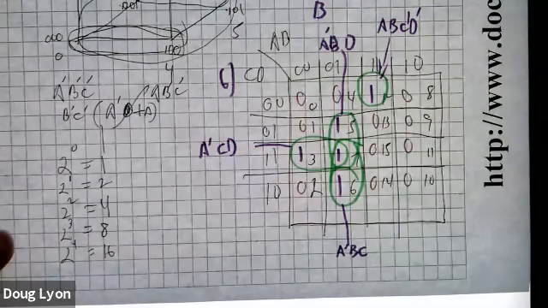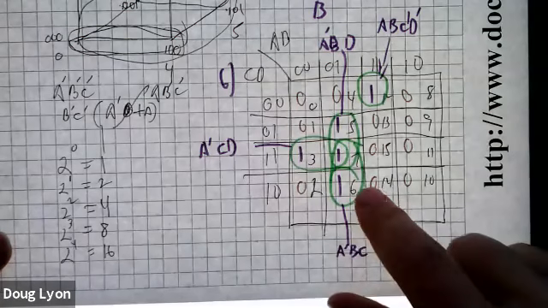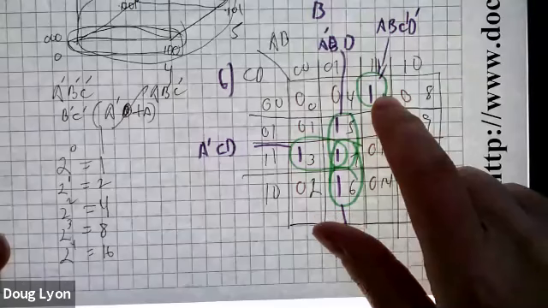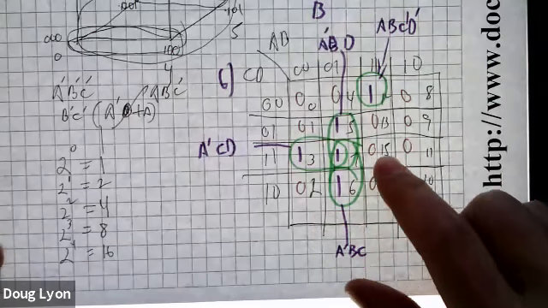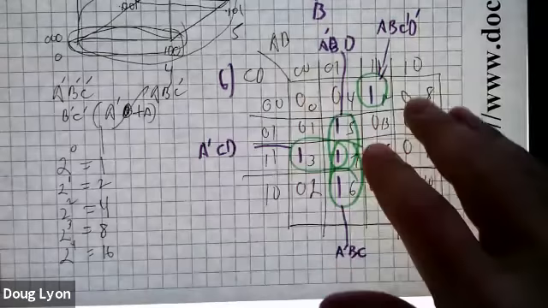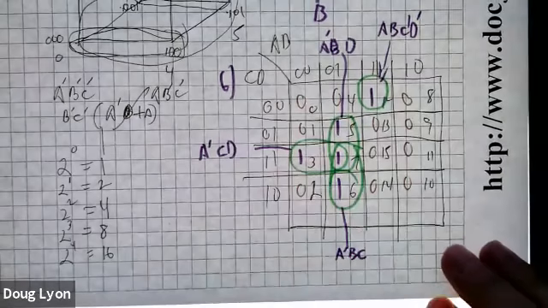Good question. And the answer to question 6 says, how many loops do you need? I got 1, 2, 3, 4. So that's the answer in question 6. That's how many loops you need. But this is better because I've shown you how to get the minimal sum of products.